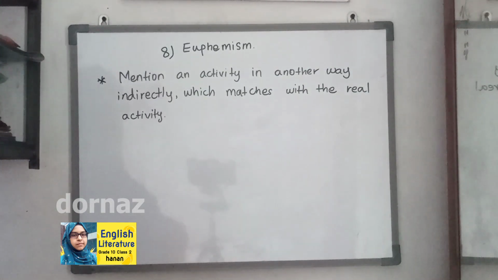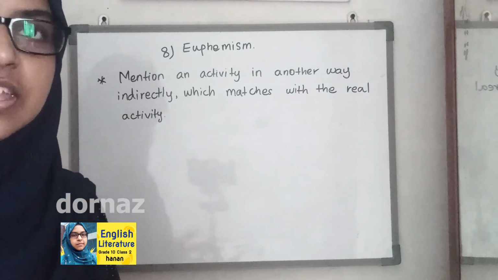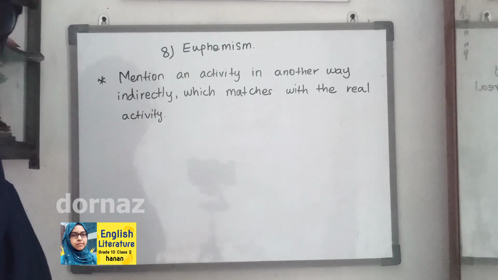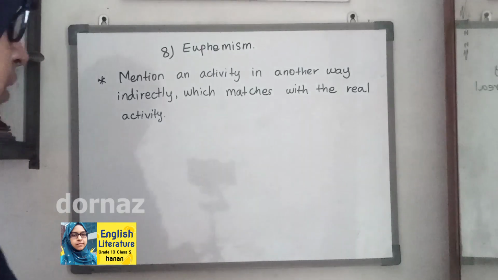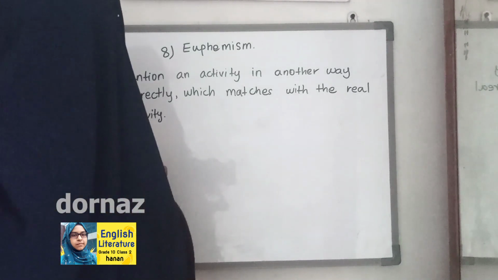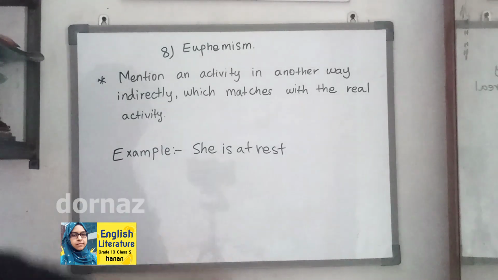Euphemism mentions an activity in another way, indirectly, which matches with the real activity. We are going to discuss an activity, but we don't use the same name for that activity. We are going to tell that in another way, but it would match the exact activity. When I write an example, we can understand. This kind of line has come in a poem. So let's consider that. She is at rest.